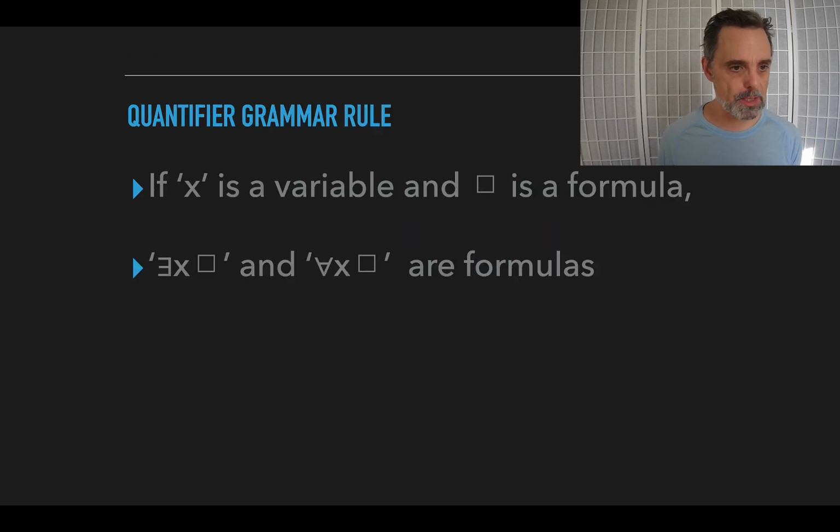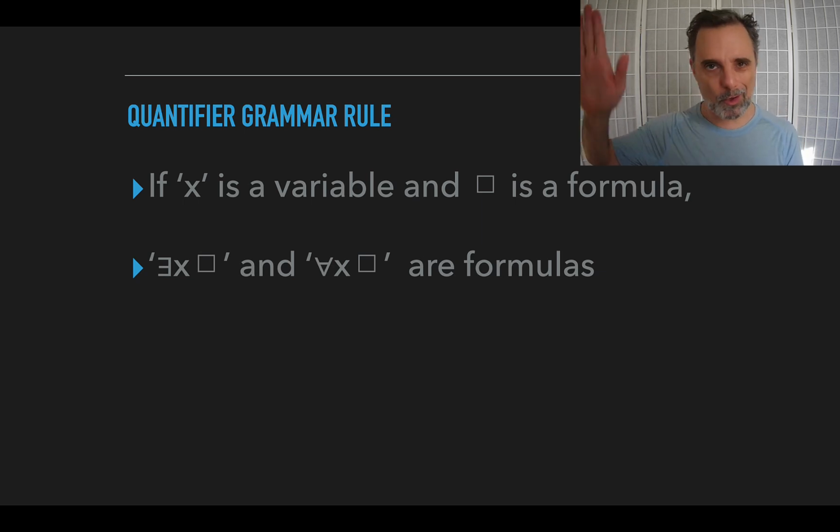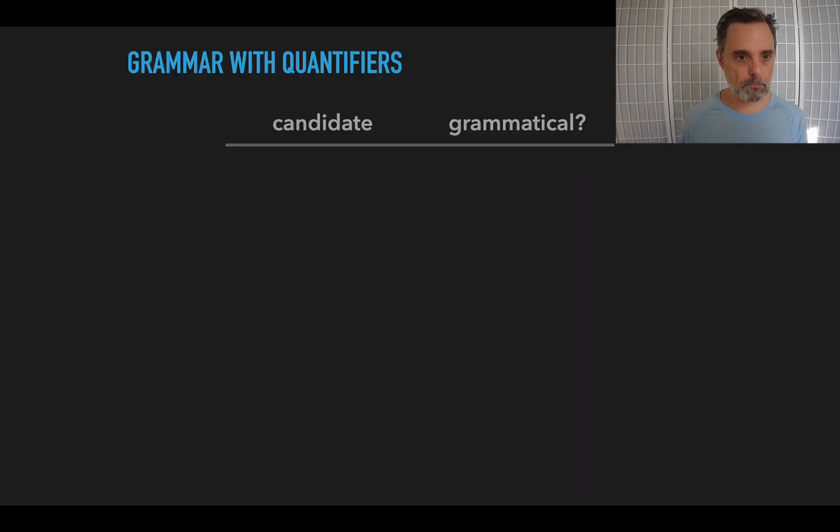So our grammar rule says if you have a variable and a formula, then you can stick a quantifier on the front of them. You take the variable, then the formula, and before that you put the quantifier. The pair of quantifier plus variable goes in the same place that a negation can go in terms of building sentences or formulas. So let's look at some examples.